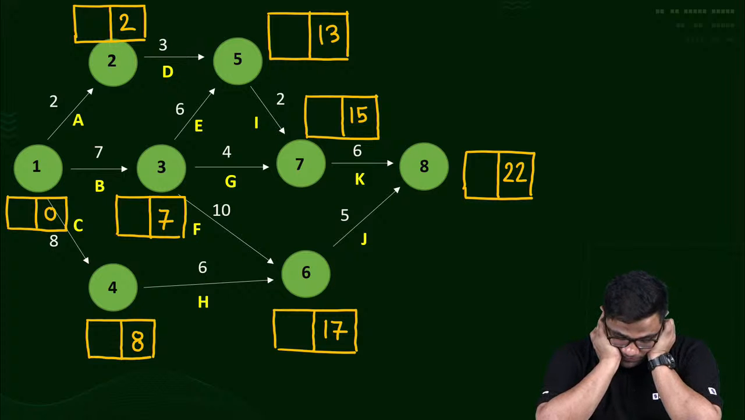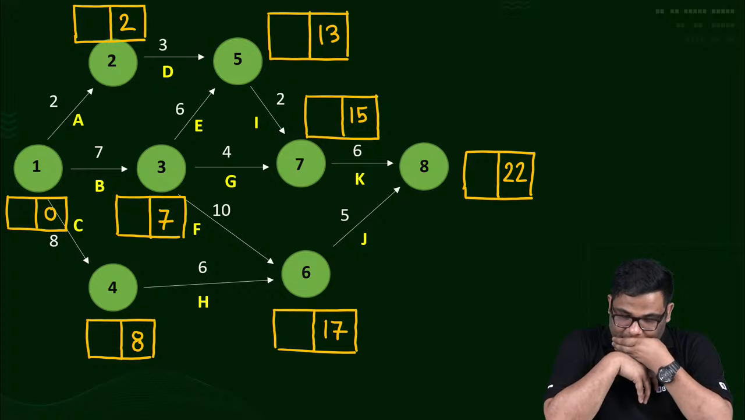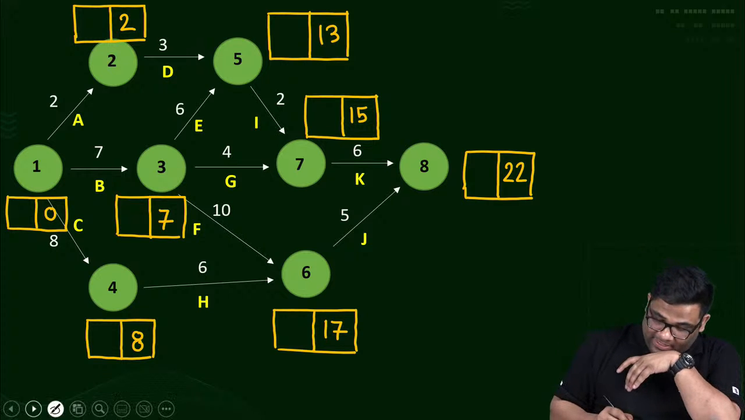So the TE values are 0, 8, 7, 2, 5, 13, 17, 14, 17, 11, 15, 15, 21, 22, 22. Yes. Let us go to finding what?